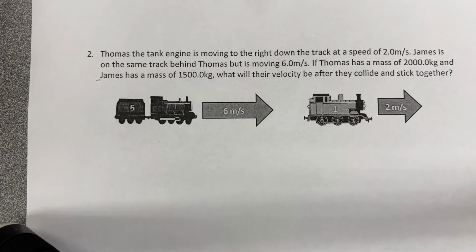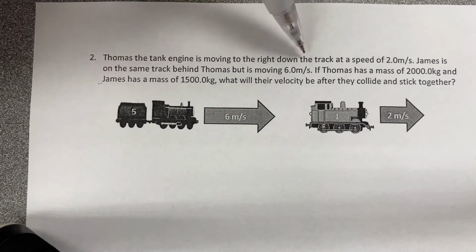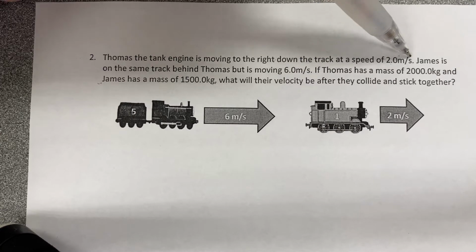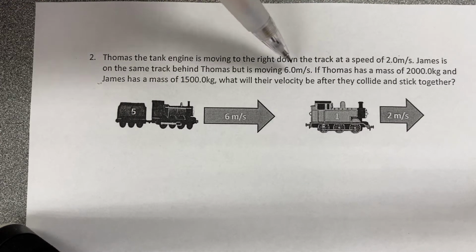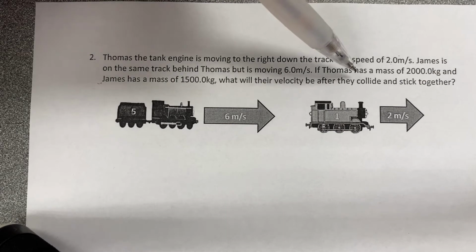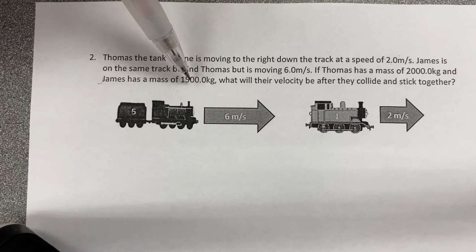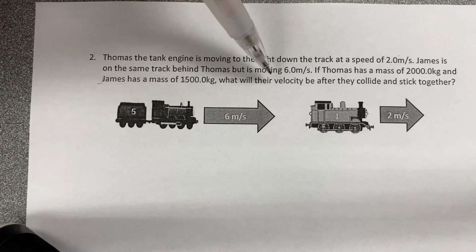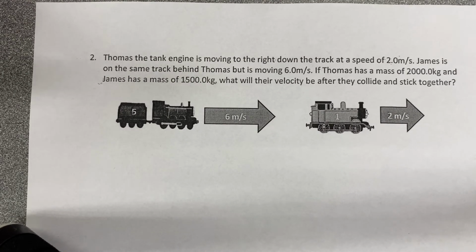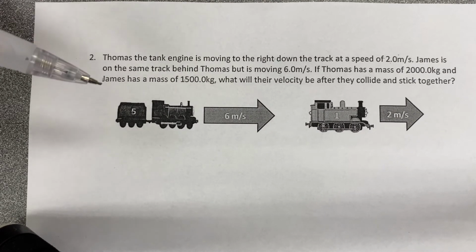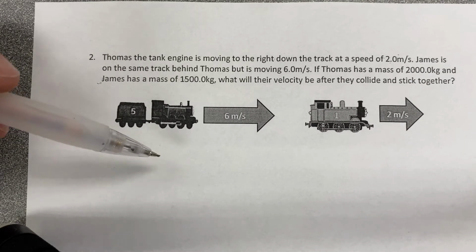Okay, for problem number 2, we have Thomas the Tank Engine moving to the right down the track at a speed of 2 meters per second. James is on the same track behind Thomas, but is moving 6 meters per second. If Thomas has a mass of 2,000 kilograms and James has a mass of 1,500 kilograms, what will their velocity be after they collide and stick together? Now, again, we're going to assume there is no outside forces, no momentum is going to be transferred to heat or sound, so no momentum is going to be lost.